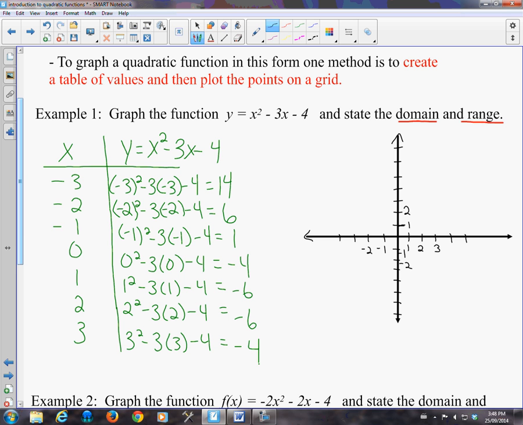All right, so I put my points on. (-3, 14) isn't going to fit, so I'm going to leave that point off for now. (-2, 6): 1, 2, 3, 4, 5, 6. There we go. (-1, 1), (0, -4), (1, -6), (2, -6), and (3, -4).